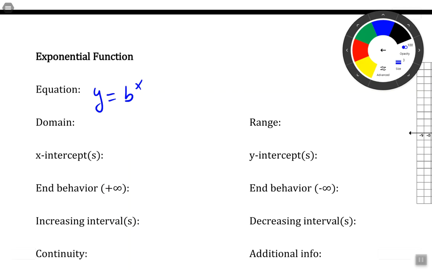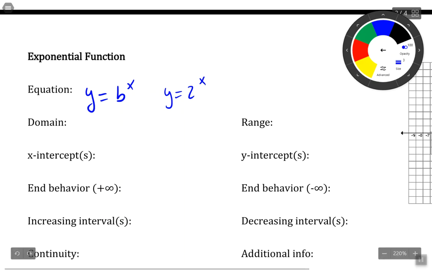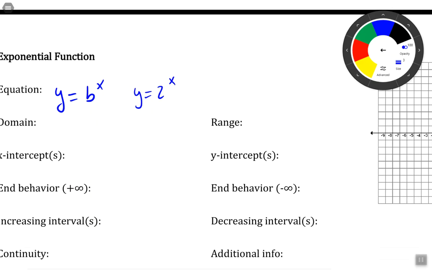But in Algebra 2, we started with a specific one. In Algebra 2, we started with y equals 2 to the x. Do y'all remember that? Well, it makes it easy. We're going to use this one for right now. But they all work the same. If it's e to the x, it still works the same. Okay? So what we do is, I've got 2, and when I put in an x value, that means I am raising 2 to that power.